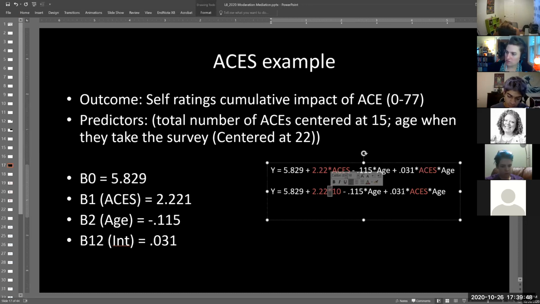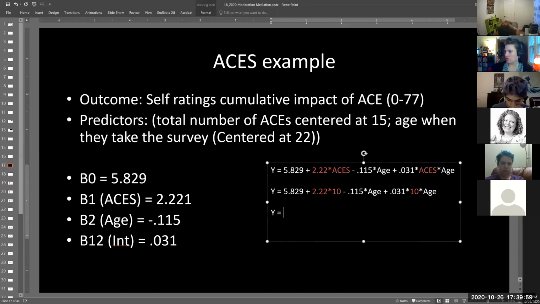So 2.22 times 10. And then I'm going to put 10 here also. And when we reduce this down, what does that get us to? 28.039 plus 0.195 times age.